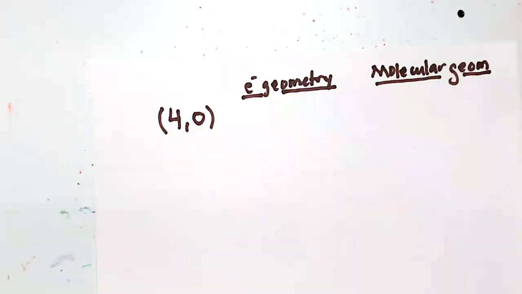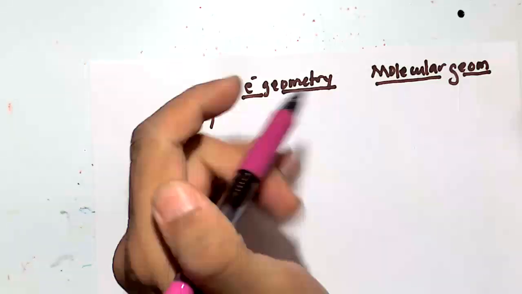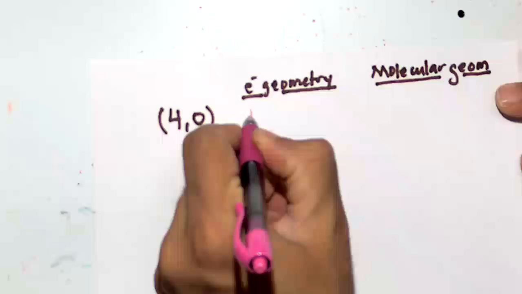Okay, so 4 bonds, 0 lone pairs is tetrahedral. Nicely done, David.